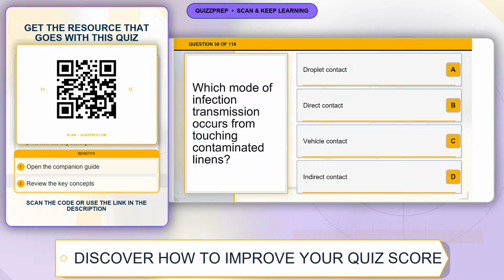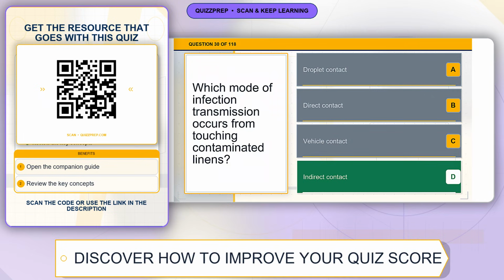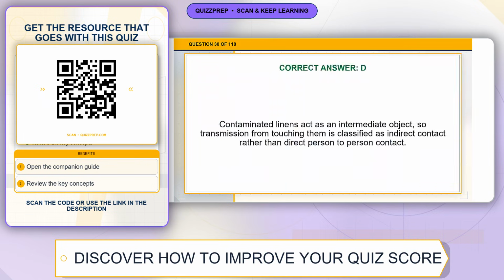Question 30. Which mode of infection transmission occurs from touching contaminated linens? Option A, droplet contact. Option B, direct contact. Option C, vehicle contact. Option D, indirect contact. The correct answer is option D, indirect contact. Explanation. Contaminated linens act as an intermediate object, so transmission from touching them is classified as indirect contact rather than direct person-to-person contact.